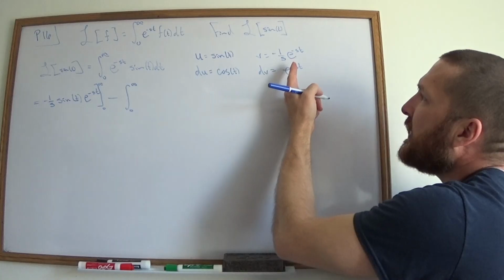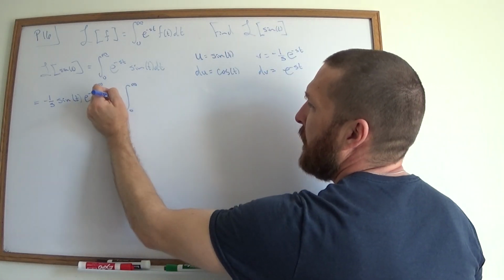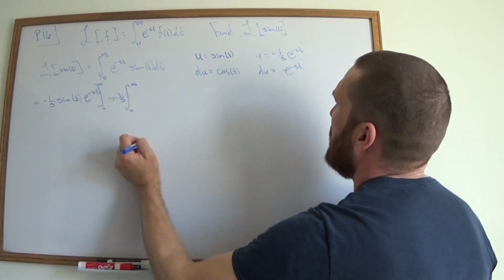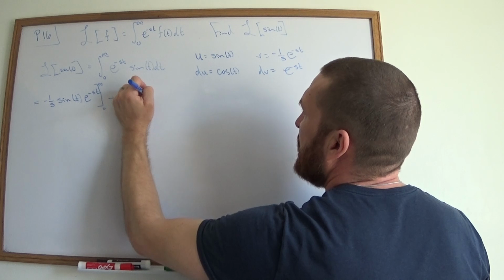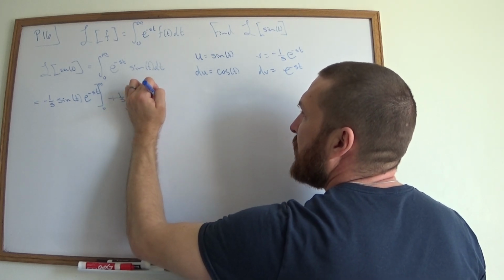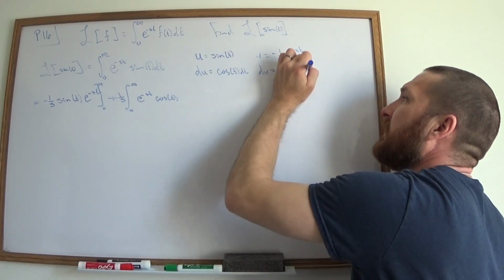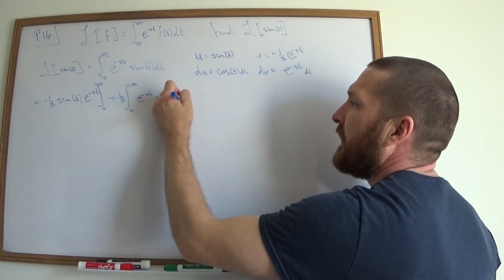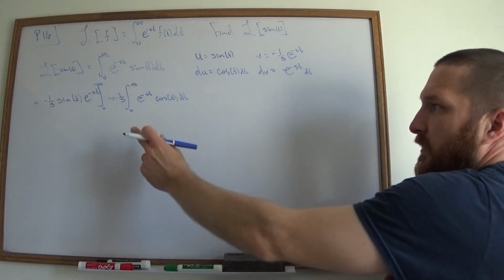So the v is this stuff. That's a constant, it can come out. So how about plus 1 over s is what comes out. v du is this, so we have e to the minus st cosine t. And I didn't put my dt here, but that's what's there. Okay, so let's stop for a second and evaluate this guy.